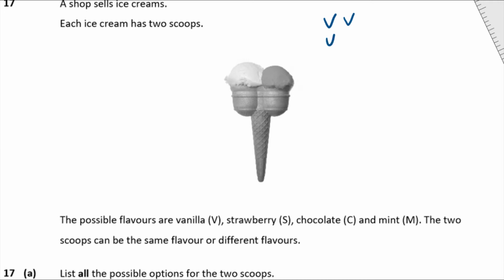We could have vanilla strawberry, we could have vanilla chocolate, we could have vanilla mint. Okay, so we've done all the options there involving vanilla. So let's get rid of the vanilla and move to the next flavor, which was strawberry. Now we've already done strawberry vanilla because that's the same thing as vanilla strawberry up here. So we don't have to do that one again, and we don't have to think about vanilla anymore.